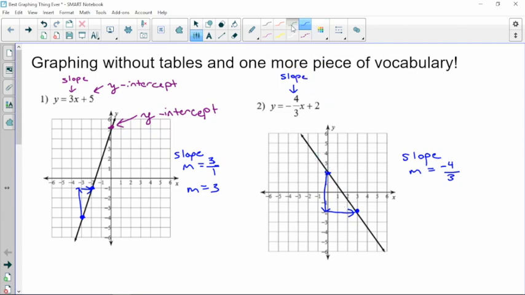And, oh, I actually marked it already. This line, y equals -4/3 x plus 2, crosses the y-axis at 2. It's 2 up from the middle. So this is the y-intercept.